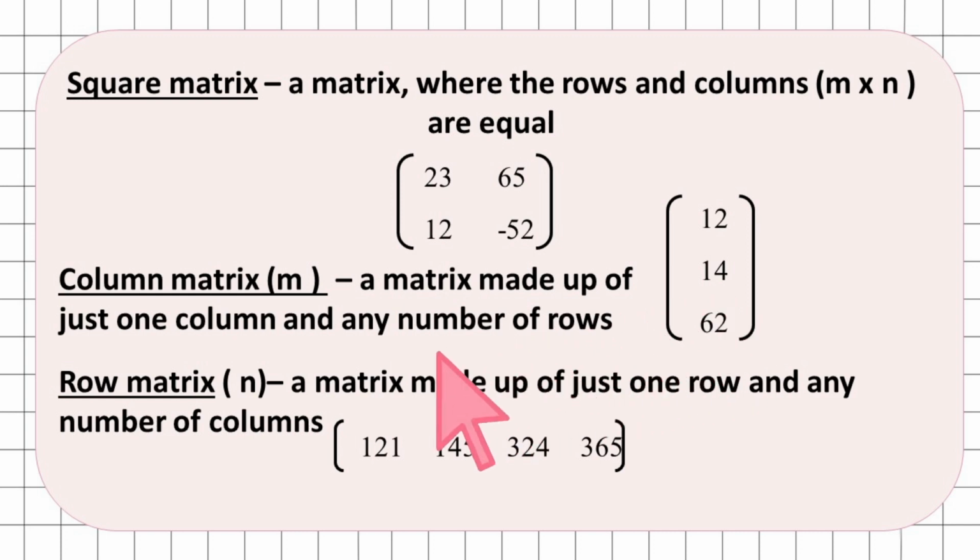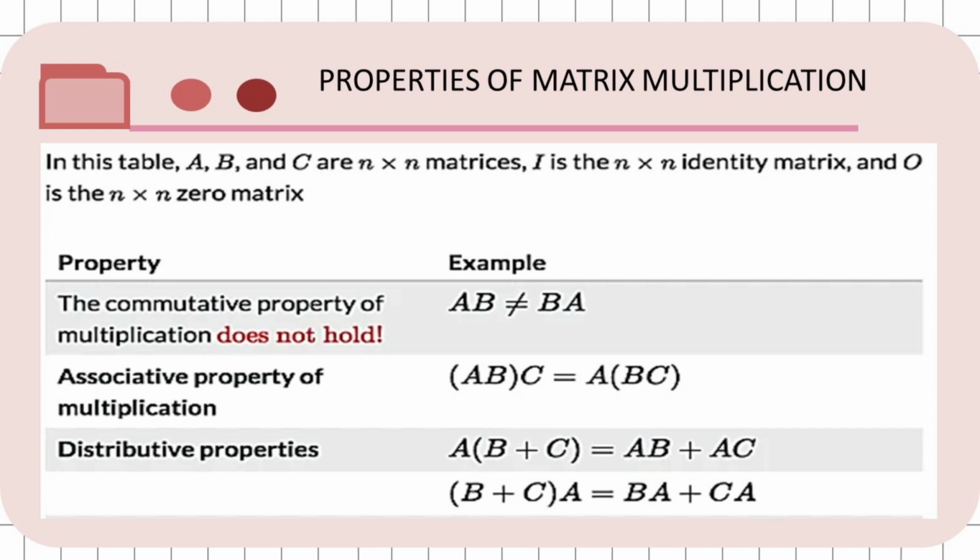And another one is the row matrix, where a matrix is made up of just one row and any number of columns. So no matter how many numbers, as long as it's one row, then you call it a row matrix. The same with a column matrix: any number of rows, but only one column, then it is a column matrix. In this table, A, B, and C are n by n matrices. I is the n by n identity matrix, and O is the n by n zero matrix.